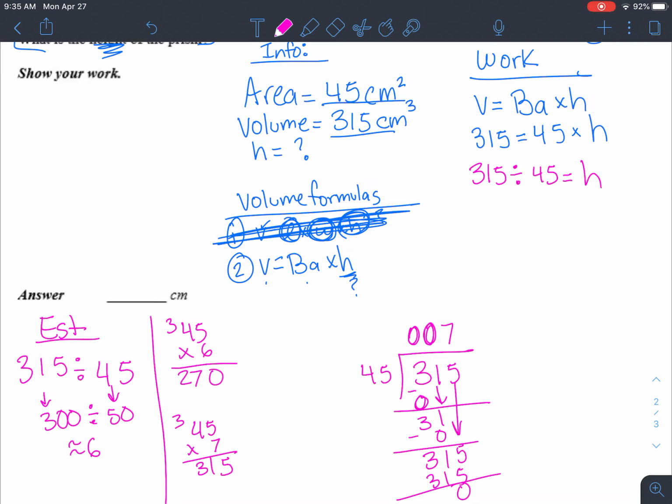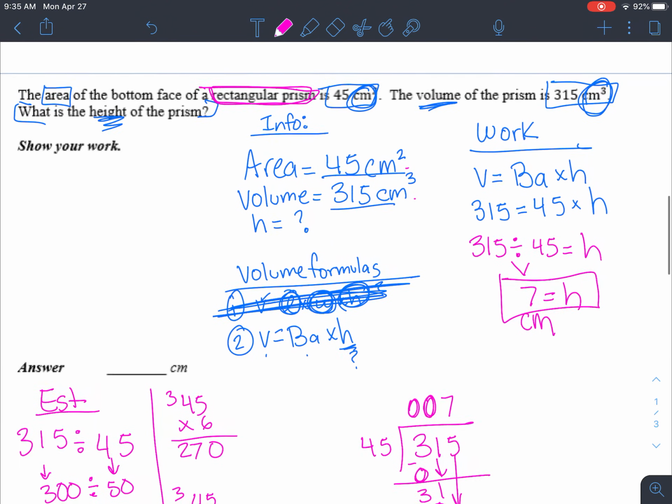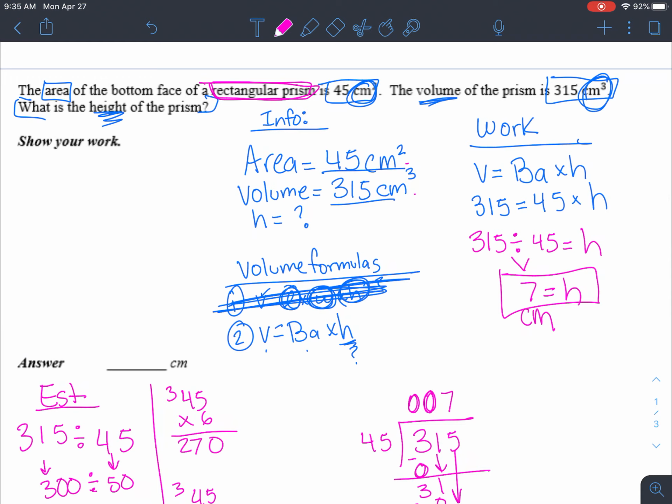So 315 divided by 45 would give me a height of 7. And we need to go back to our units. We said that we were using cubic centimeters, square centimeters. Remember, since this is just the height, it is one-dimensional. It is just plain regular centimeters, nothing fancy. So I now know the height of the prism is 7 centimeters.